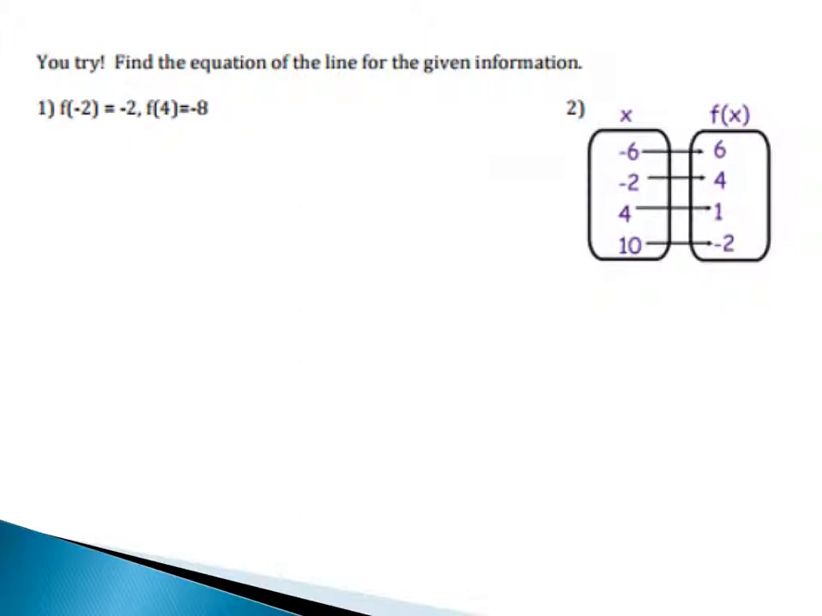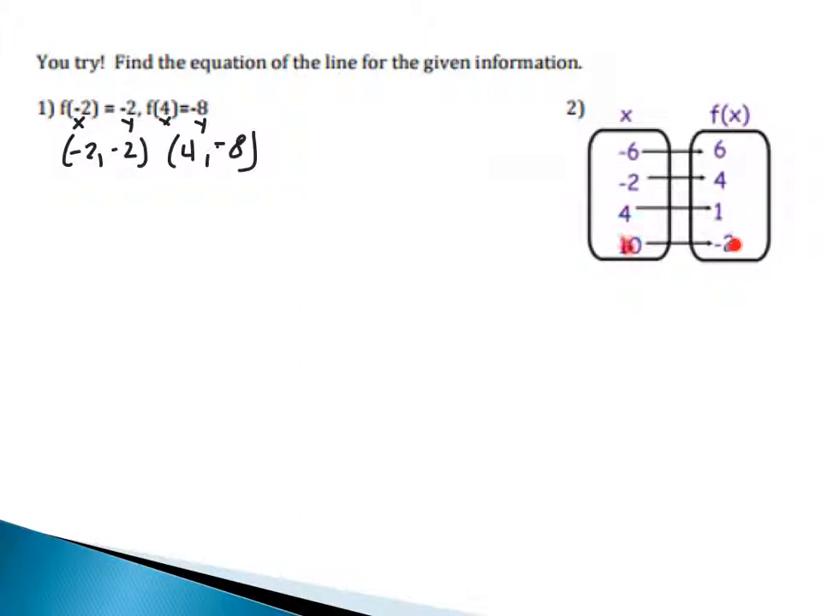Remember when you see f of negative 2 equals negative 2, that this is x and this is y. So this technically gives you a point of -2, -2. f of 4 equals -8, same thing. This is x, that's y, so I give you 4, -8. So think about, how do you write the equation if I give you 2 points?